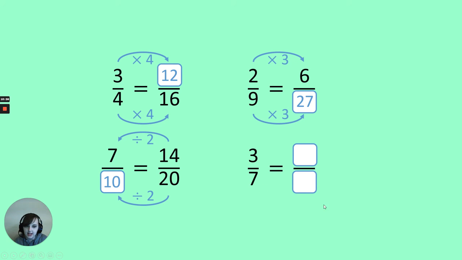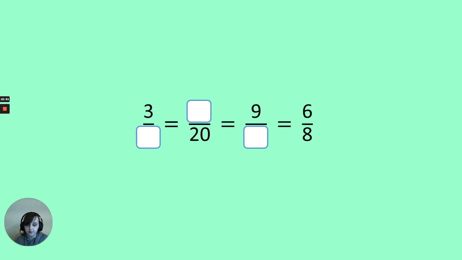Now we've got 3/7, but I don't have any answer over here. So there are lots of answers that this could have had. We could have times both by 2 and had 6/14. We could have timesed it by 12 and had 36/84. We could have timesed it by 100 and had 300/700. But so long as we've timesed it by the same on the top as we have on the bottom, we'll get a correct equivalent fraction.